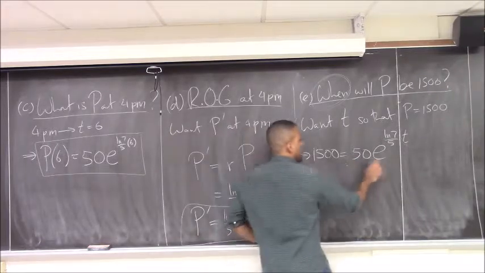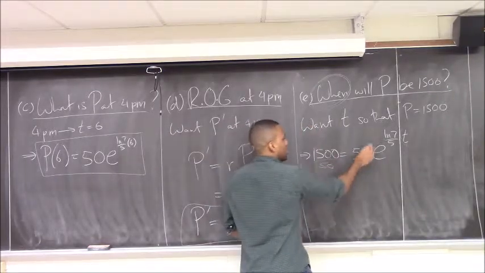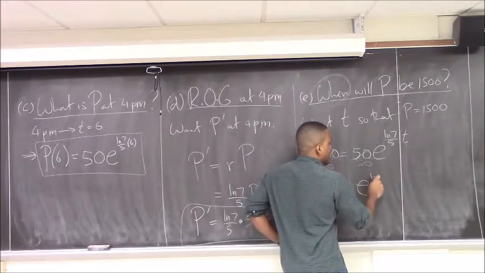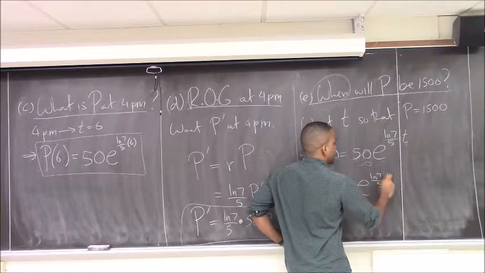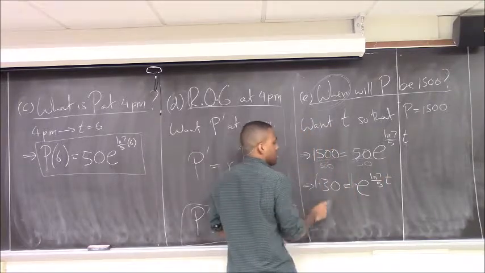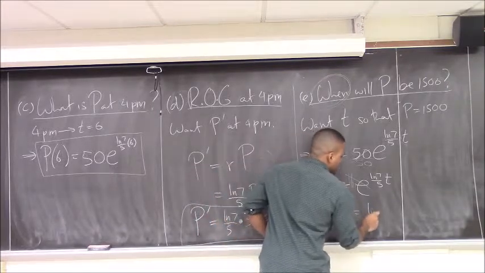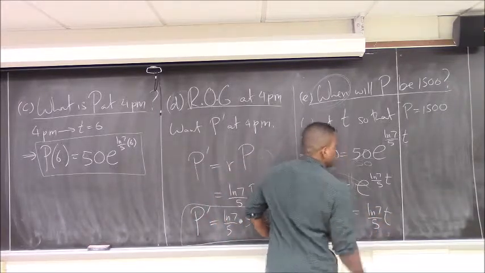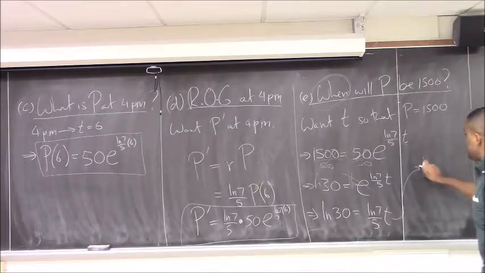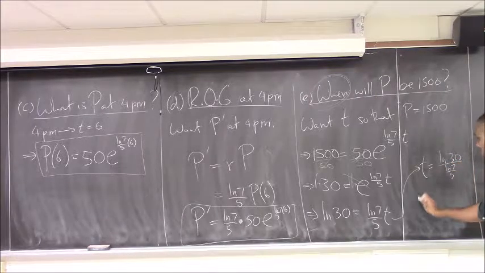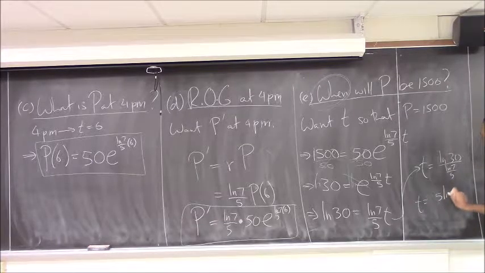So as we did before, it's very similar to what we've been doing. You divide both sides by 50, so this side gets 30 is equal to e to the ln of 7 over 5 t, and ln both sides. So you end up with ln of 30 equals ln of 7 over 5 times t. And so you end up with t is equal to ln of 30 over ln of 7 over 5, or t is equal to 5 ln 30 over ln 7.